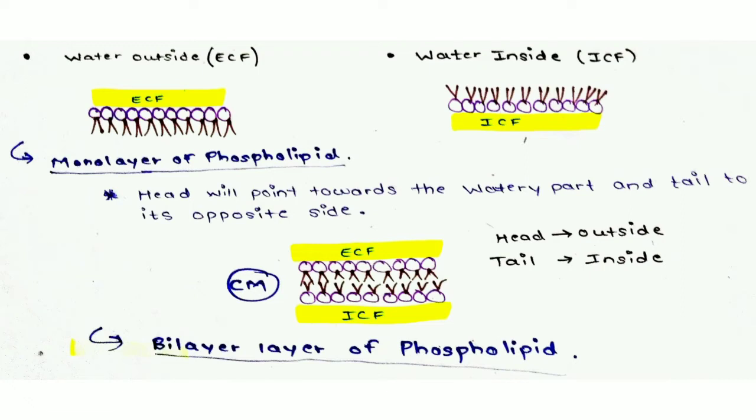So combining both structures, we get the bilayered cell membrane where ECF and ICF are there, and in between we have the bilayer lipid layer where the heads are facing outside, meaning the water side, and the tails are inside in between the heads.